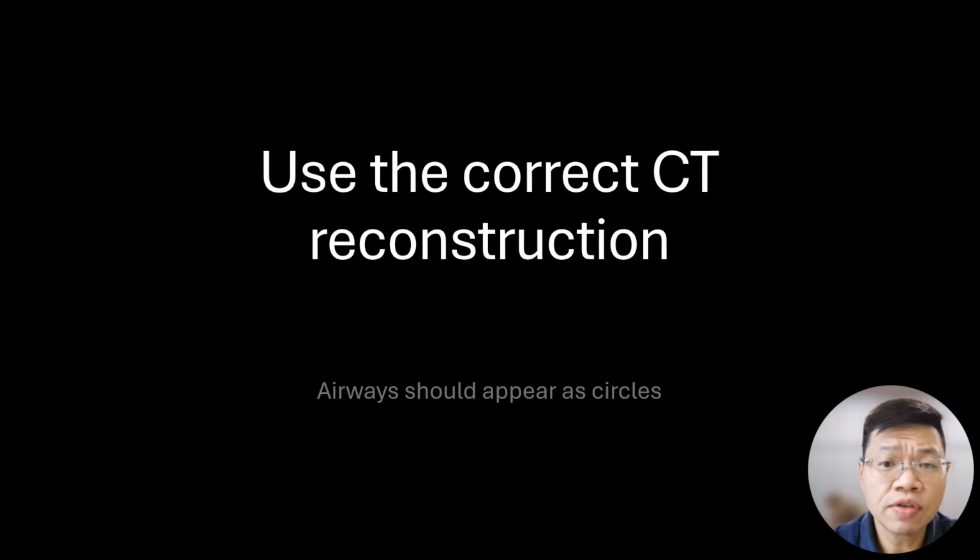This brings us to the fourth key concept, which is to find the correct CT reconstruction to use as the map. This is achieved by finding the correct CT reconstruction in which the airways appear as circles, which is based on the direction of travelling of the airways.